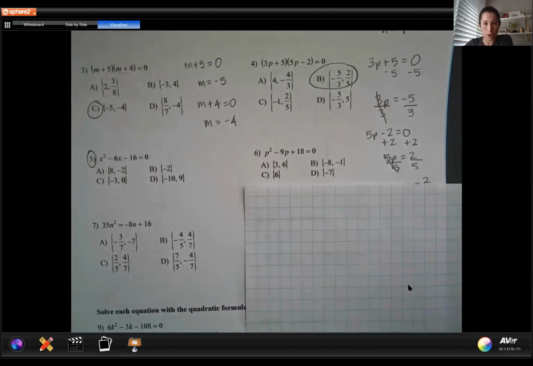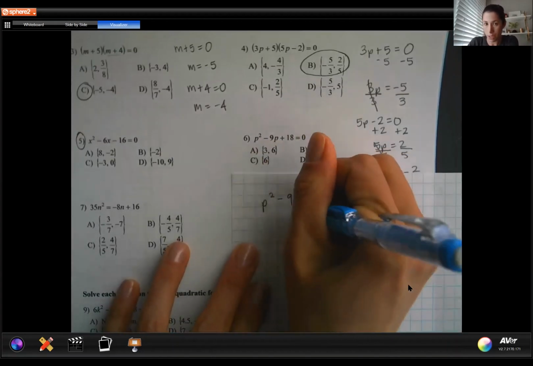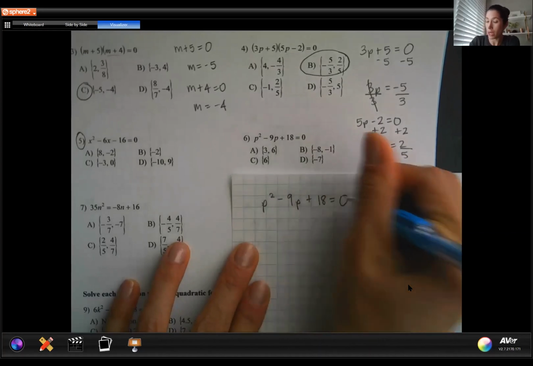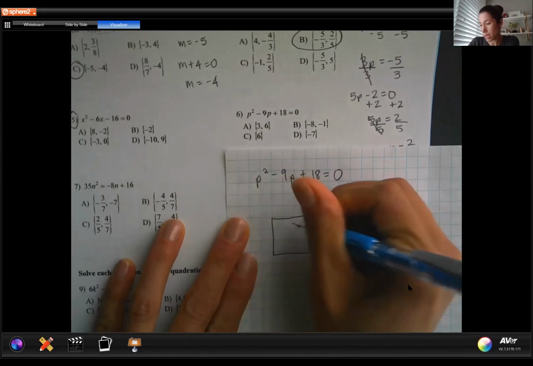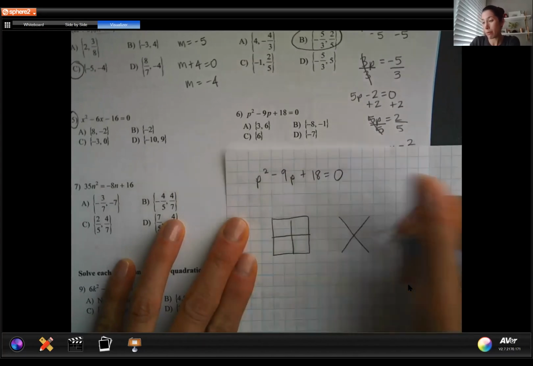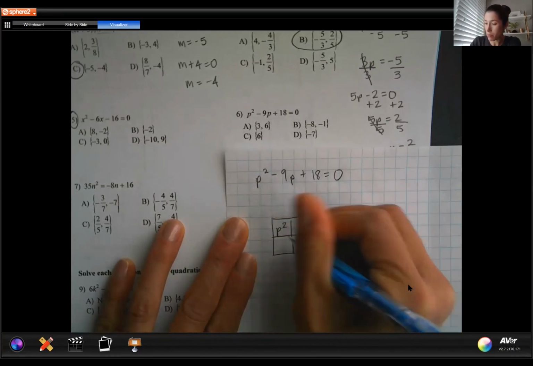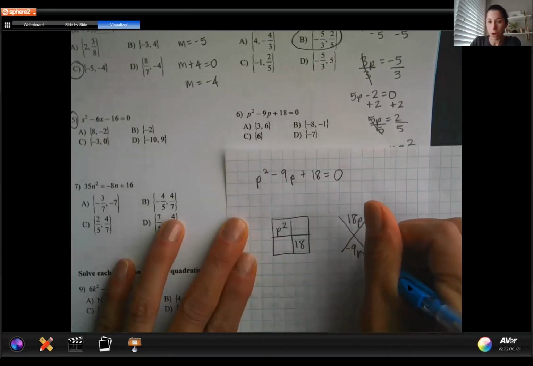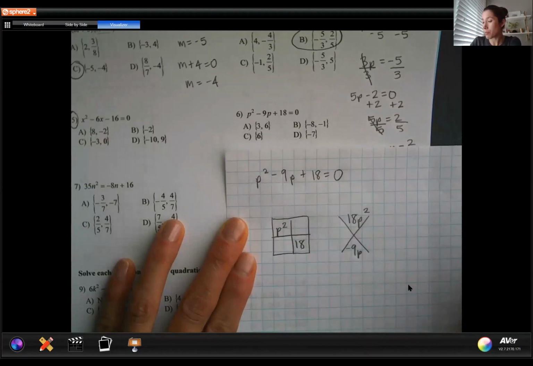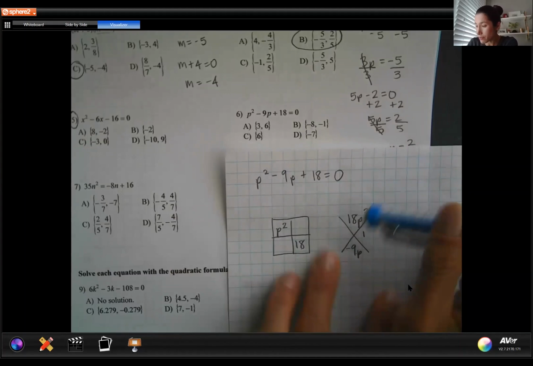All right, so question number 6. We've got p squared minus 9p plus 18 equals 0. So remember, this is the box and diamond method. So we could create our box and our diamond, and we put the first term in the first box and our last term in the last box. We multiply them, and that goes to the top of the diamond. And then our middle term goes to the bottom of the diamond. So we're looking for numbers that multiply to 18, but add to a negative 9. So I know I need to have 2 negatives.